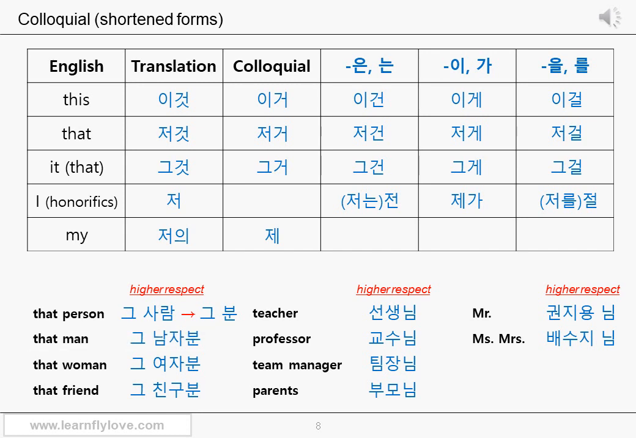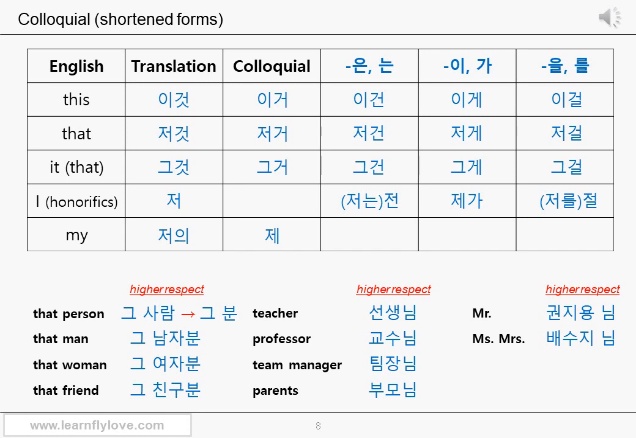That man is 그 남자분. That woman is 그 여자분. That friend is 그 친구분. But it's not like you can add 분 to any noun. Therefore, you just remember these four for now, okay?